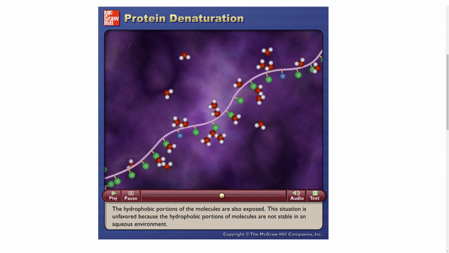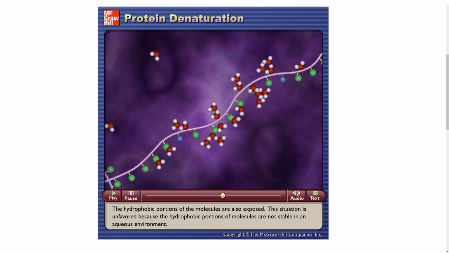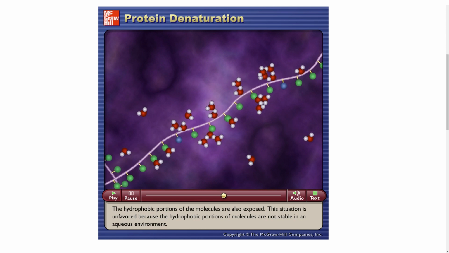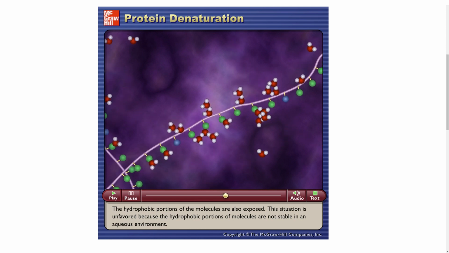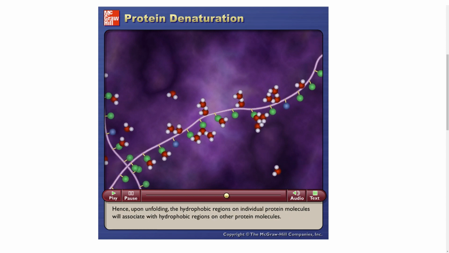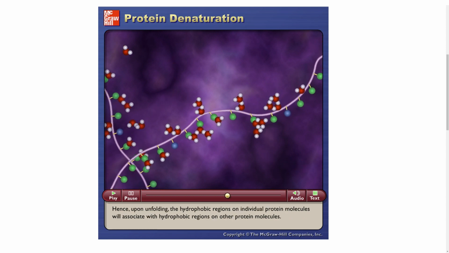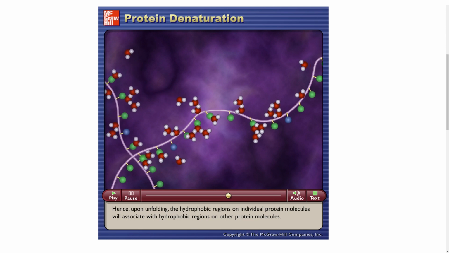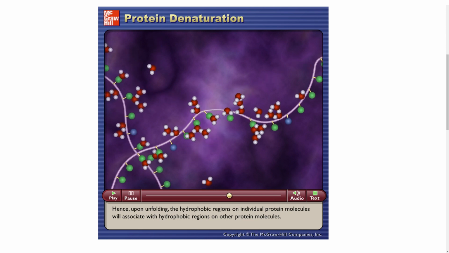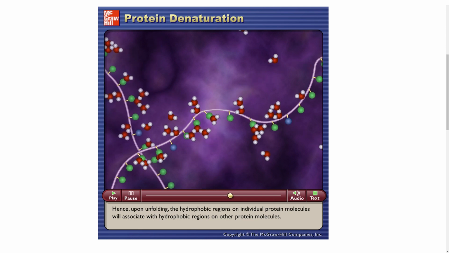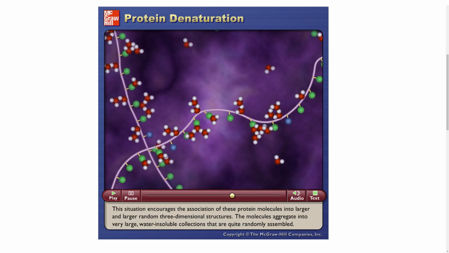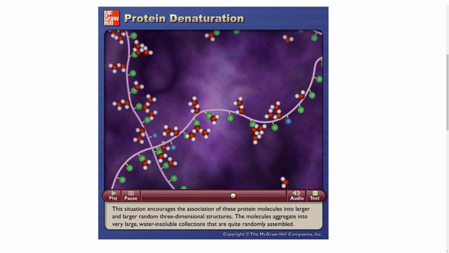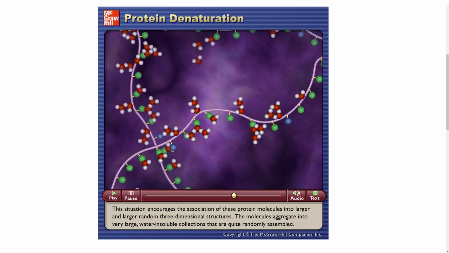The hydrophobic portions of the molecules are also exposed. This situation is unfavored because the hydrophobic portions of molecules are not stable in an aqueous environment. Hence, upon unfolding, the hydrophobic regions on individual protein molecules will associate with hydrophobic regions on other protein molecules. This situation encourages the association of these protein molecules into larger and larger random three-dimensional structures.